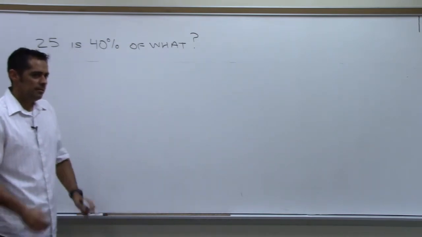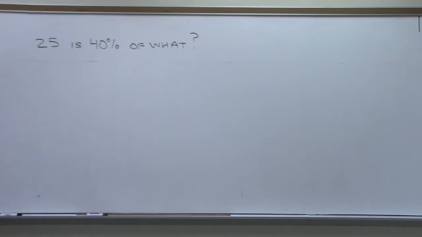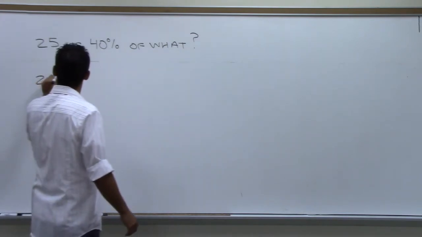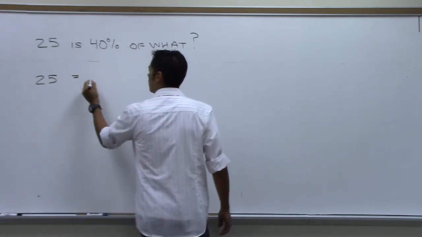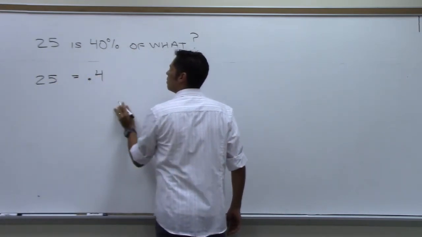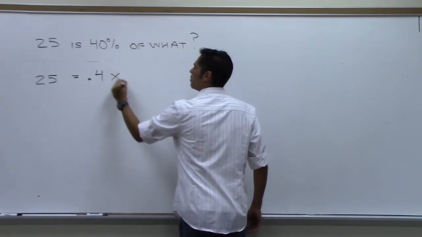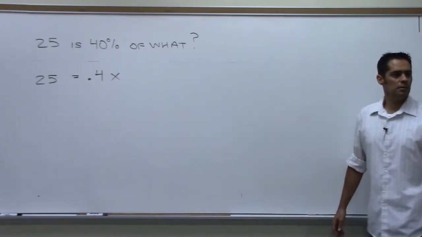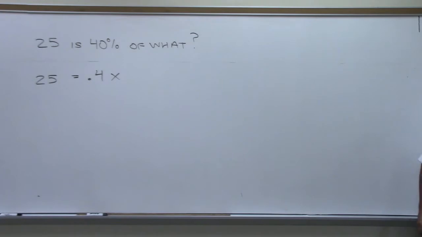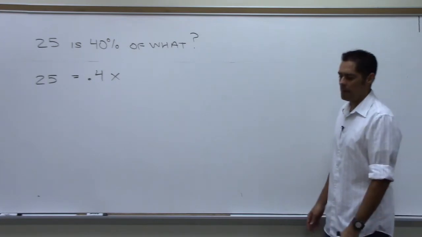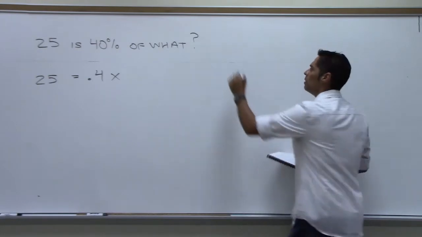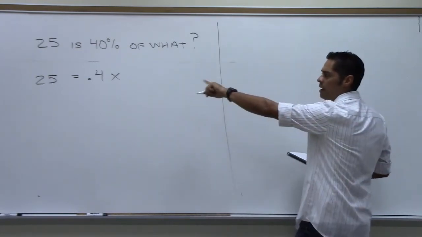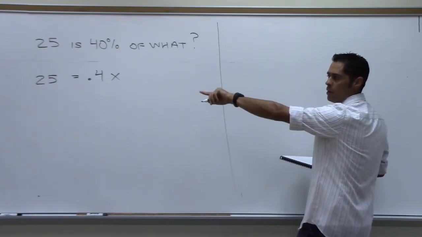All right. 25 equals 0.4 times x. That's it. Good. I'm not going to solve it. I'm going to leave it to you. Let's move to the next table, next problem. What would you do? Divide both sides by 0.4? Okay.